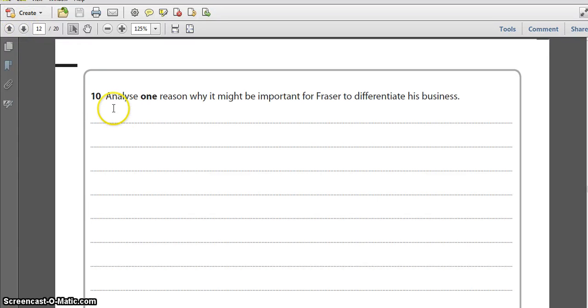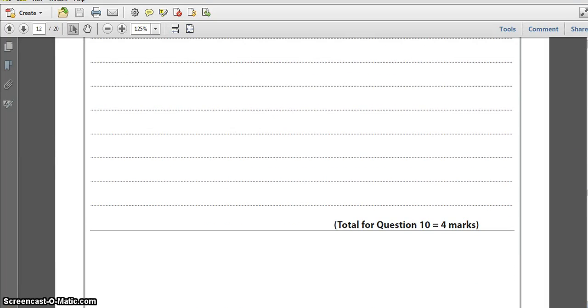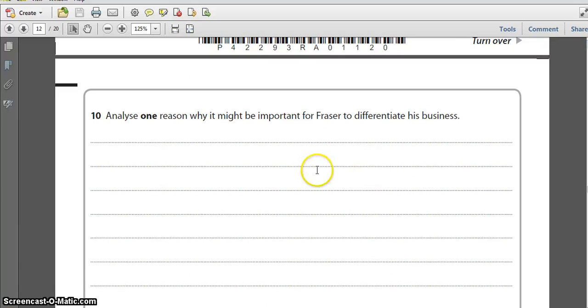Let's move on to question 10. Analyze one reason why it might be important to differentiate the business. Right, so I check 4 marks and it's analyze. So again, knowledge, application, analysis for this one. Going to start by giving a definition. Define what differentiate means. Product differentiation means that the business is offering a unique service that sets it apart from its competitors. That could be a high quality service, different products that other businesses don't offer. That could mean using different materials that other businesses don't use.